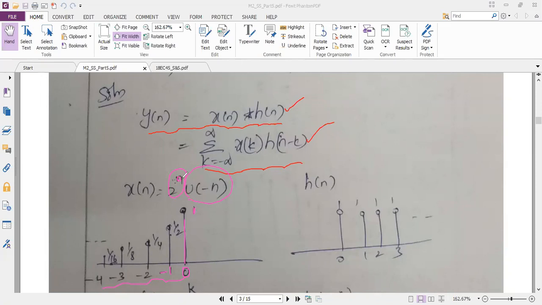Then the next value of n is minus 1. If I substitute minus 1, it is 2 power minus 1, which is equal to 1 by 2. So at n is equal to minus 1, I am marking the amplitude 1 by 2. In the same way, you keep substituting the different values of n. If n is minus 2, the amplitude is 1 by 4. If n is minus 3, the amplitude is 1 by 8. So it keeps going like that.